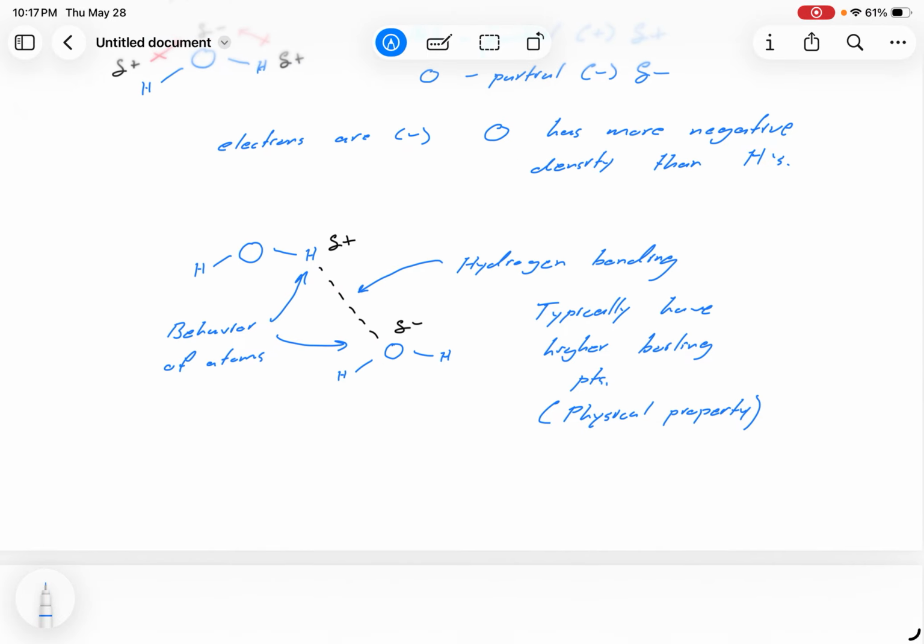Here we see how a partial positive H interacts with a partial negative O atom to form a hydrogen bond, like I said. So this behavior determines physical properties like higher boiling points, just like we went over. Hydrogen bonding gives matter a higher boiling point, right? So it's a stronger bond. And this is just a visual example for you to learn about the different bonds later on. This is just to get you familiarized.